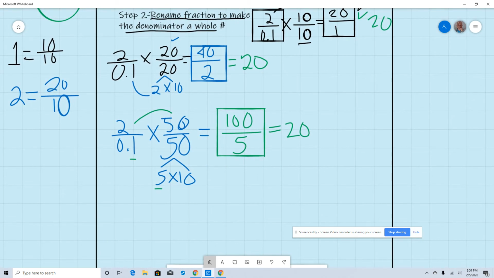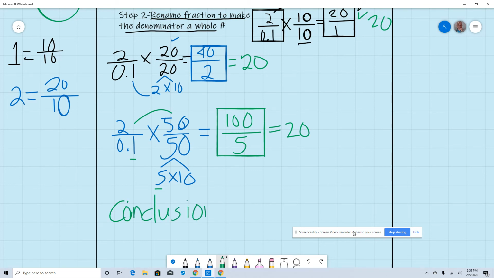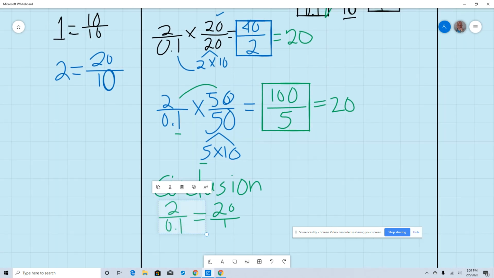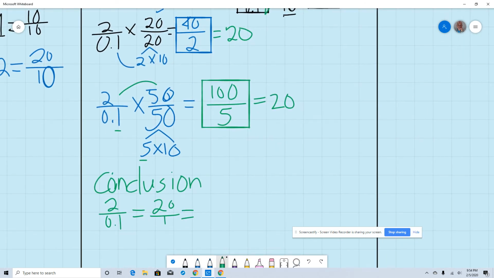Now we can write this down as a conclusion. We can say that 2 divided by 1/10 equals the same as 20 over 1, which equals these numbers again, 40 over 2, and also equals 100 divided by 5, because they all equal 20.